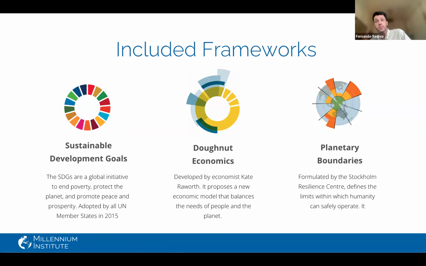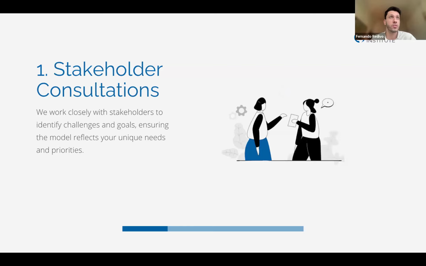I want to give you a quick project steps overview. So when you start working with the Millennium Institute, what does that mean and how long does it take? Usually a project can take up to a year or even more, but it starts with the stakeholder consultations. We meet with all the stakeholders to identify goals and challenges and ensure that the structure and the indicators that we have in the model reflect the unique needs for that specific region, country.